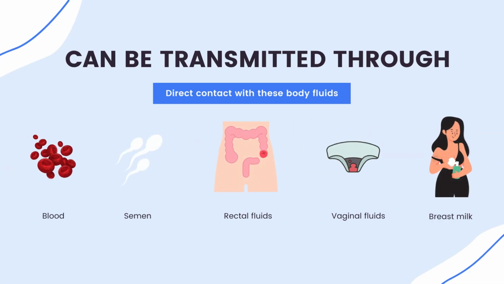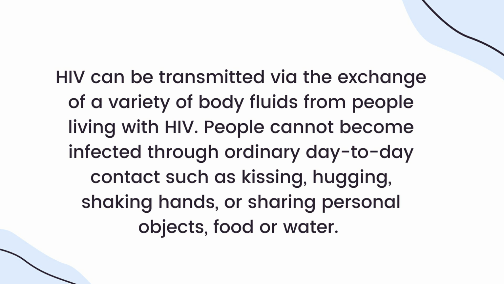HIV can affect anyone regardless of sexual orientation, race, ethnicity, gender, age, or where they live. But HIV can only be transmitted by coming into direct contact with certain body fluids from a person with HIV who has a detectable viral load. These fluids are blood, semen, rectal fluids, vaginal fluids, and breast milk. For transmission to occur, the HIV in these fluids must get into the bloodstream of an HIV-negative person through a mucous membrane, through open cuts or sores, or by direct injection.